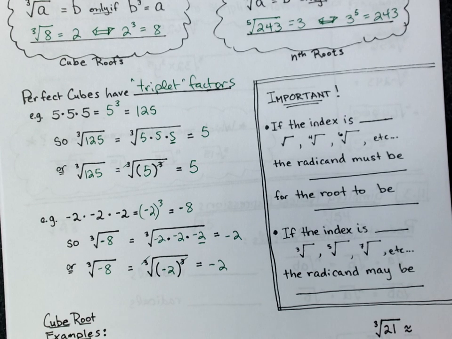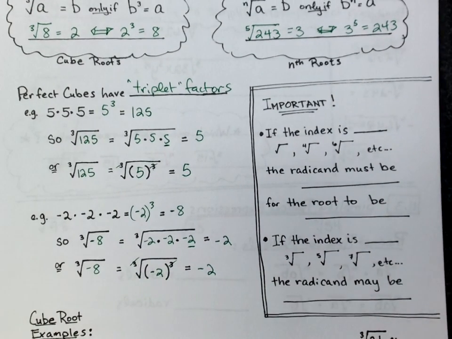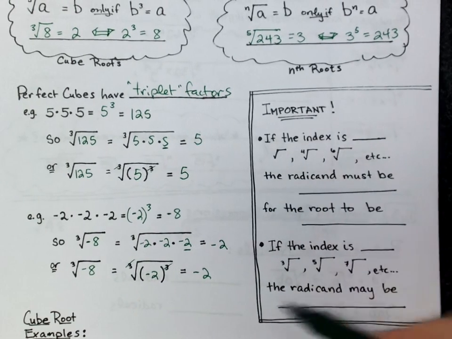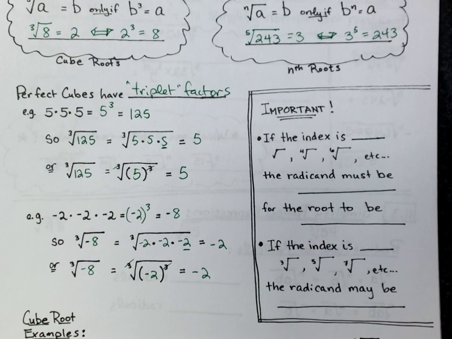So square roots cannot have a negative radicand. Cube roots absolutely can have a negative radicand. Okay. So important here, and this applies as we move up to higher roots.